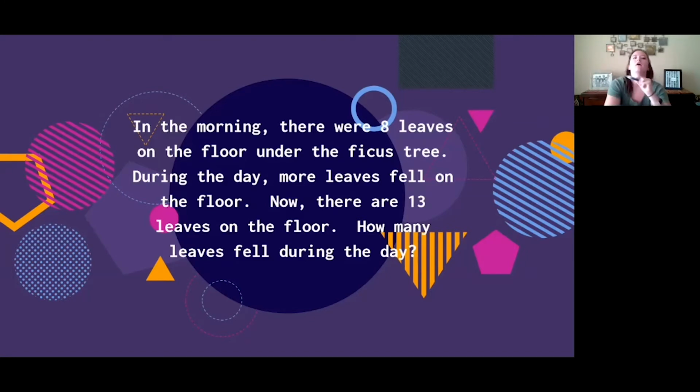Perfect. In the morning, there were 8 leaves on the floor under the ficus tree. During the day, more leaves fell on the floor. Now there are 13 leaves on the floor. How many leaves fell during the day? All right, I'm going to come back.